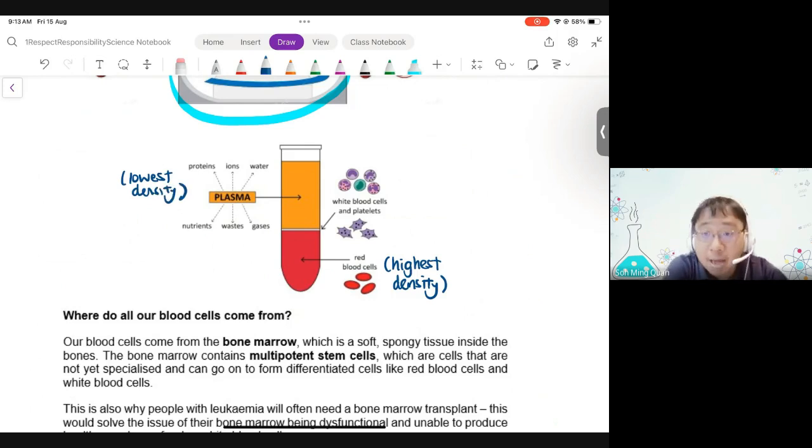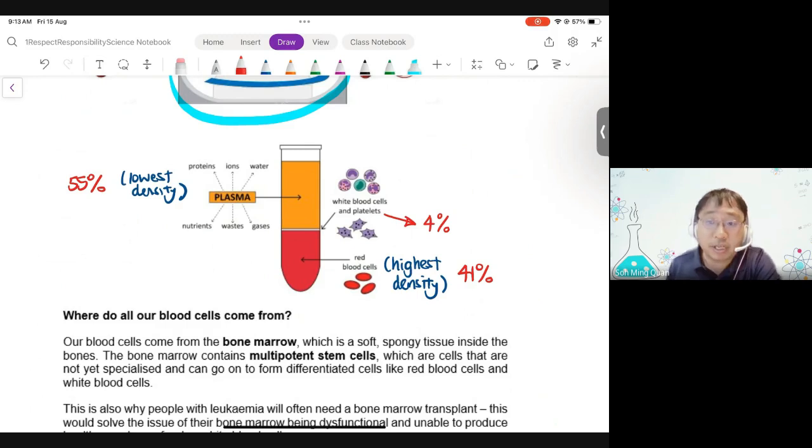Okay. Next, the height of the layers also tells you how much you have in the blood. Red blood cells are approximately 41% of blood. Plasma is approximately 55% of blood. This leaves white blood cells and platelets at 4% of the blood by volume. All right, you don't have to know the percentages. I'm just telling you the percentages.